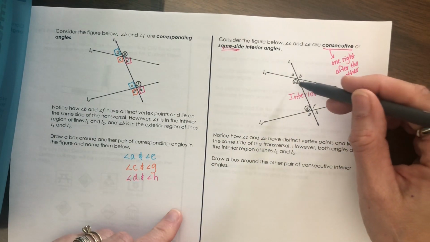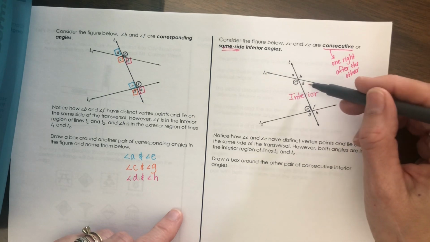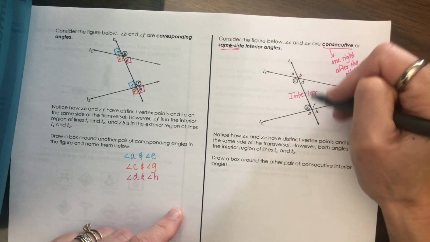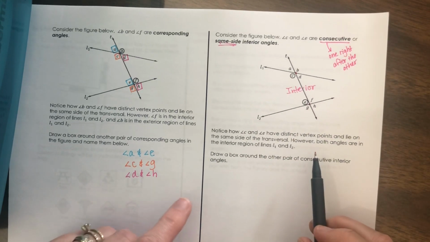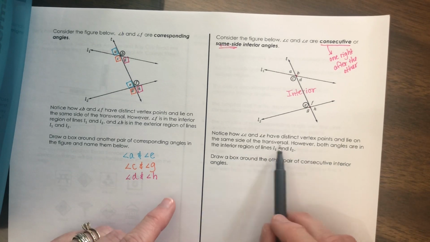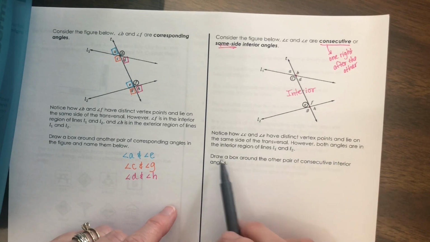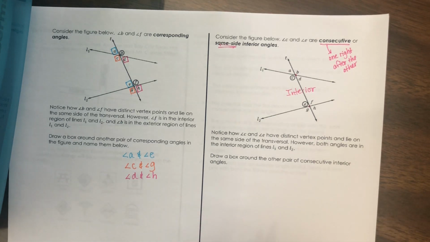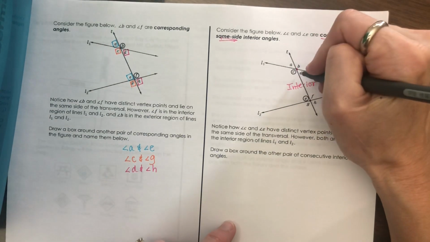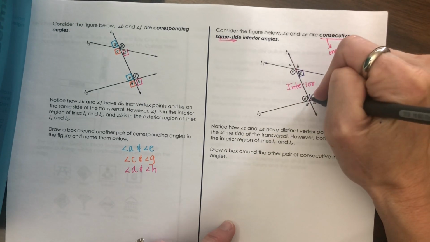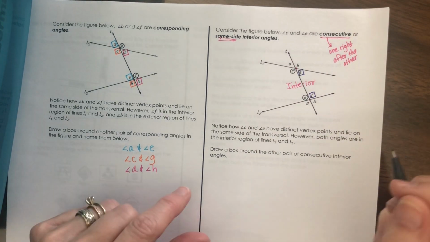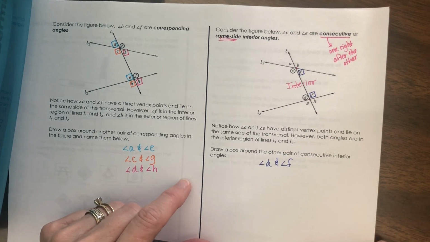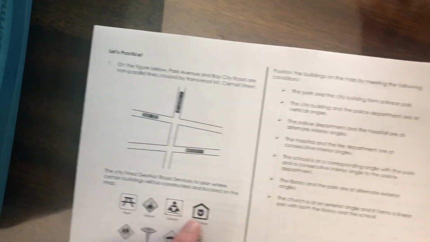So we're not talking about C with D. Those are adjacent angles. Notice how C and E have distinct vertex points. They're at 2 different intersections in our town and lie on the same side of the transversal. However, both angles are in the interior regions. Draw a box around the other pair of consecutive interior angles. All right, the other pair of consecutive interior angles. Same side, interior. That's angle D and angle F. Okay, moving right along.